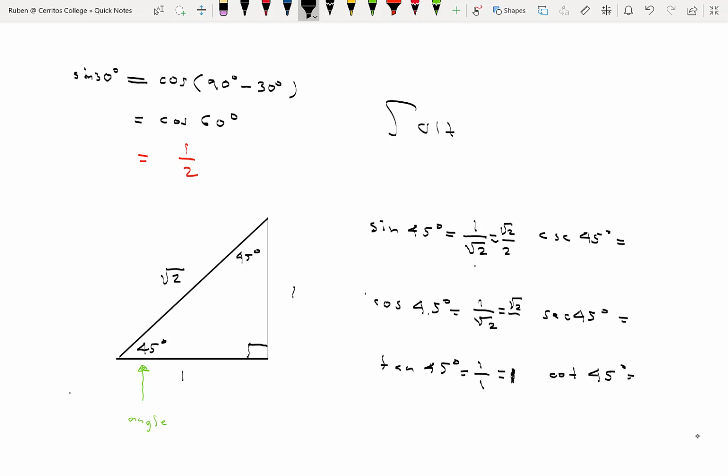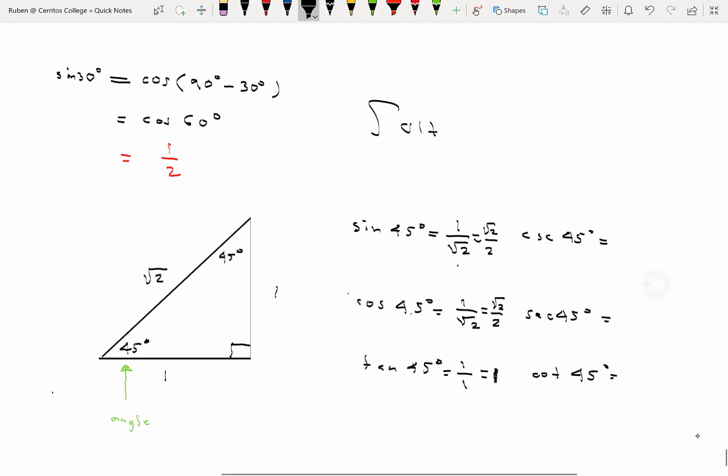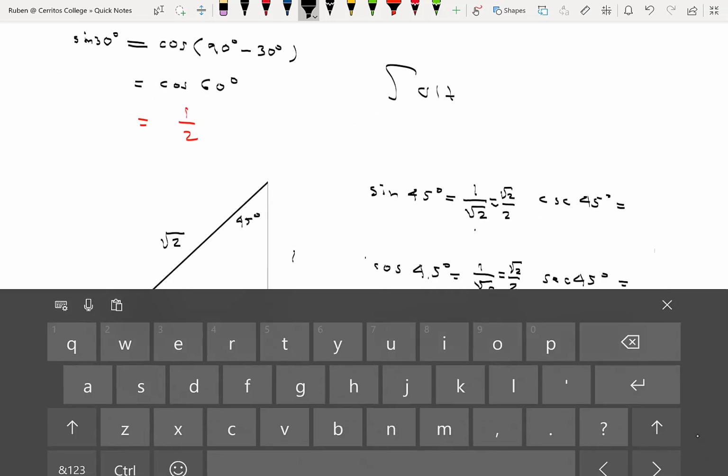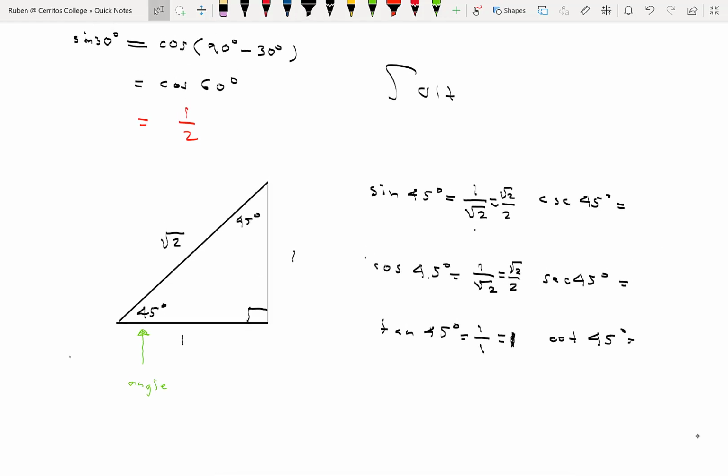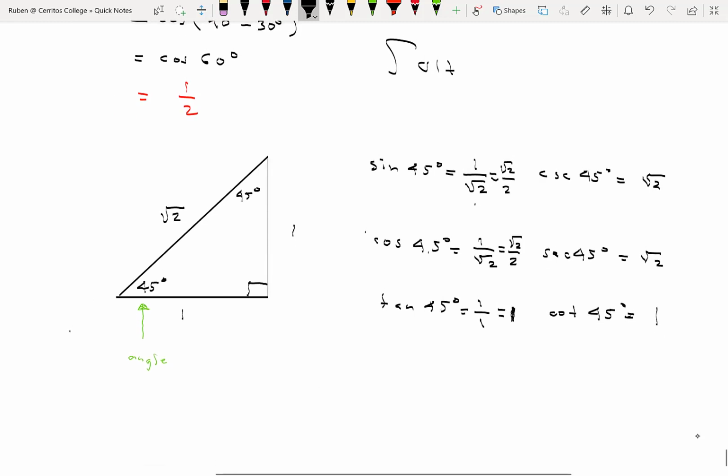Okay, remember, you should be able to deal with the trig function values either with rationalized denominators or with radicals in the denominator. The cosecant, the secant, and cotangent are the reciprocals of the first 3 trig functions in order. So their values are radical 2, and 1 over 1 is 1. So the cotangent of 45 degrees is 1.